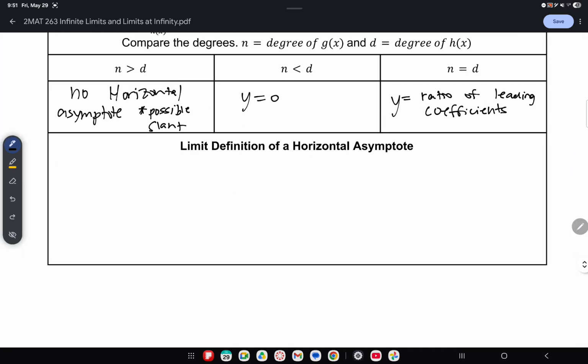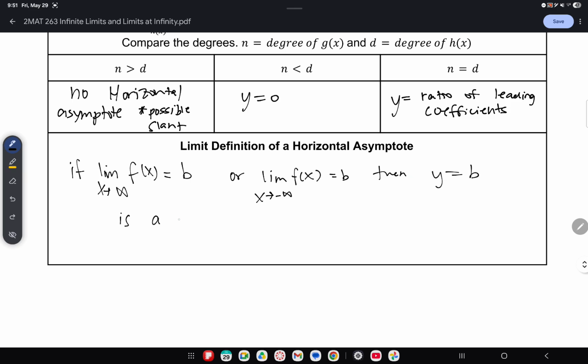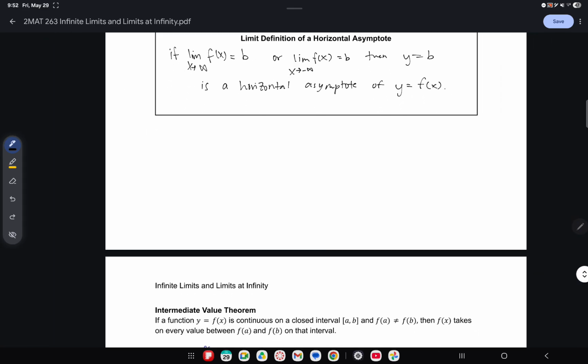All right, so if we want the limit definition here, we could say if the limit as x approaches infinity of f of x is b, where b is some number, or the limit as x approaches negative infinity of the function is b, then y equals b is a horizontal asymptote of the function. Right?